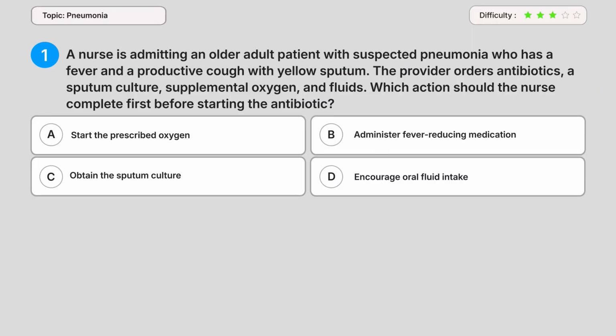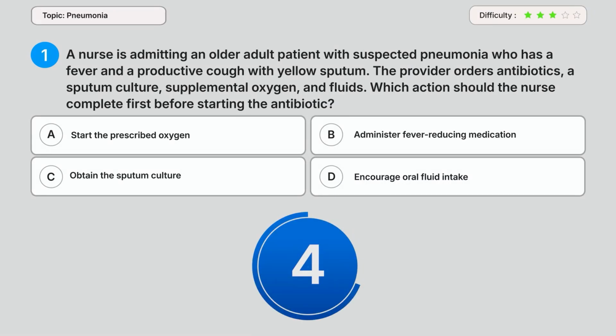A. Start the prescribed oxygen. B. Administer fever-reducing medication. C. Obtain the sputum culture. D. Encourage oral fluid intake. Can you guess the answer?